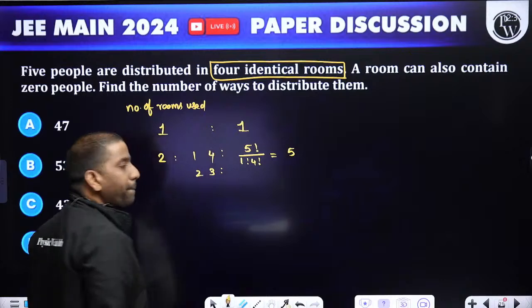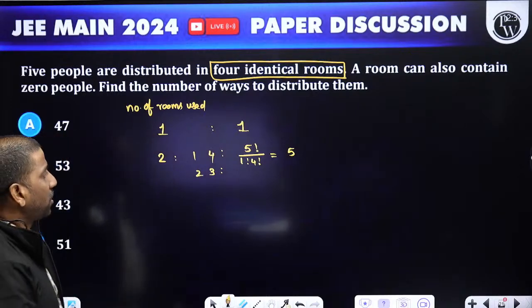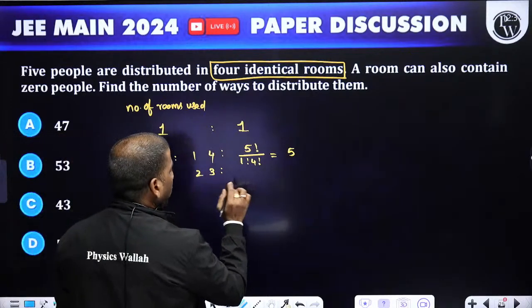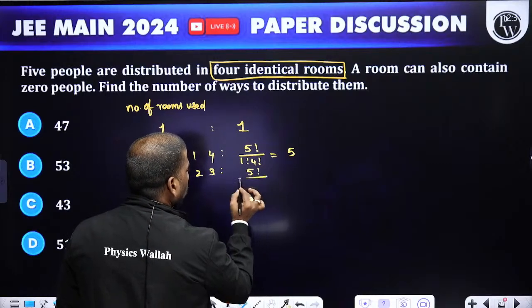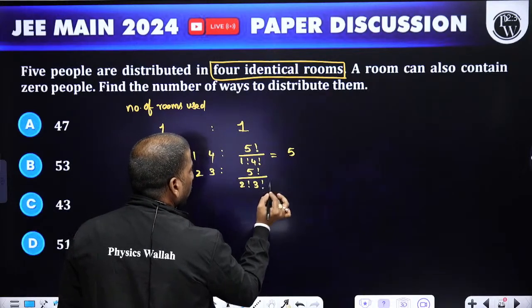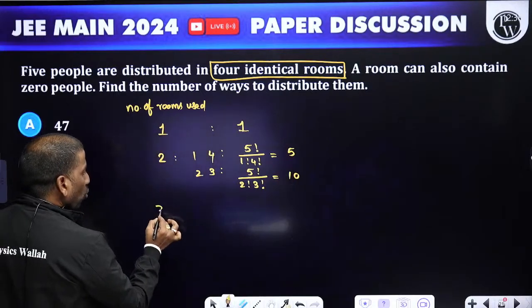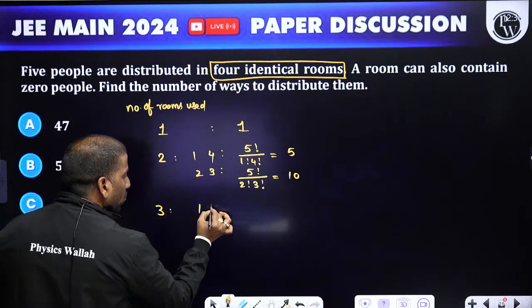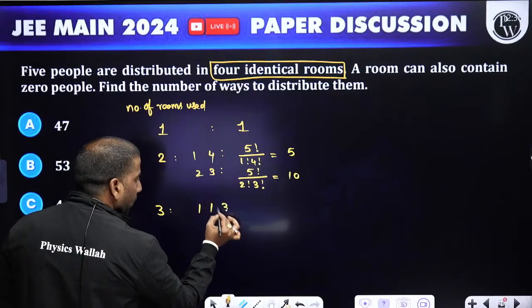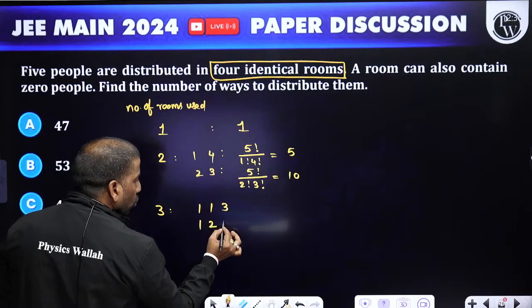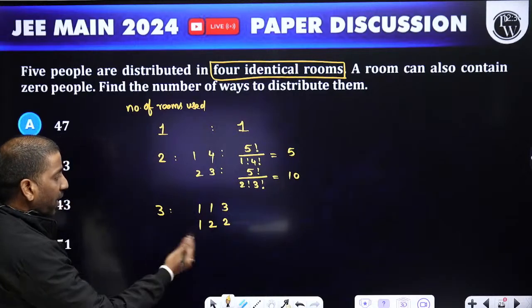So a beautiful model, right? One of the most interesting, beautiful models from permutation and combination. 2 and 3 is 5 factorial by 2 factorial into 3 factorial. So this will become 10. Next, suppose 3 rooms are used: 1, 1, 3 and 1, 2, 2. We can't make any other way, right?